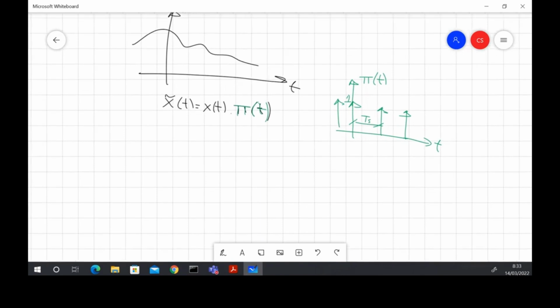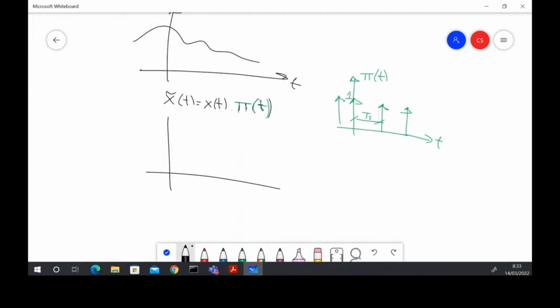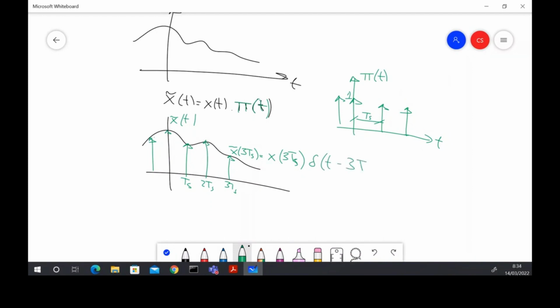Okay, so then when we multiply, what we will have is the same signal. Now this will be x tilde of t, and x tilde will have the area equal to x of t at that time. So x of t, I don't know, this is Ts, this is 2Ts, this is 3Ts. So x of t at 3Ts is equal to x of 3Ts times delta of t minus 3Ts. Okay, good.